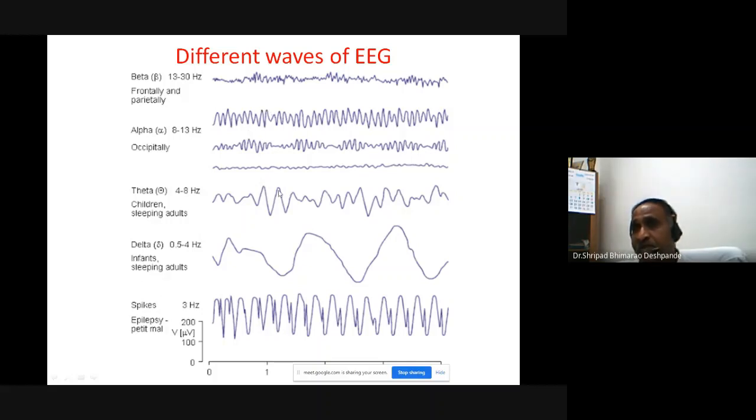Now if you are in a deep sleep, you have the delta waves. These are delta waves. That means they are slow, 3 hertz or 4 hertz, and they are seen mostly in the infants. These are the waves in epilepsy, petit mal epilepsy. I will come back to it at the end. Right now, I don't want to. Maybe I will come back again. So you have a different wave pattern.